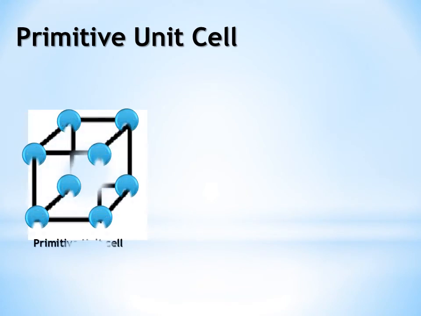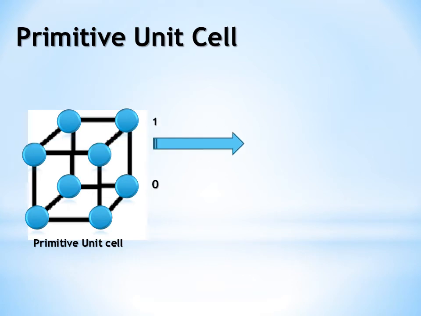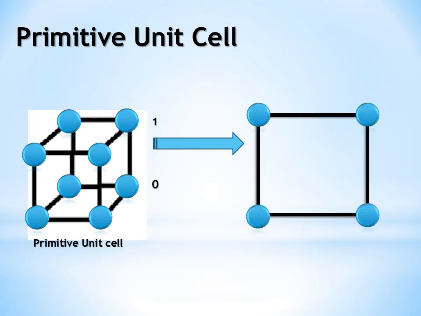As we have seen before, this primitive unit cell has atoms in the levels 0 and 1, which then form a projection drawing with each of the atoms on the corner of the square and a label of 0 and 1 to show that it was on those different levels.